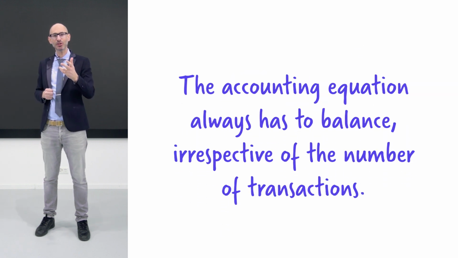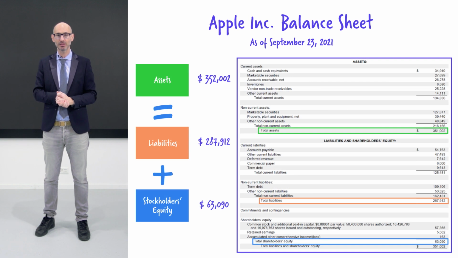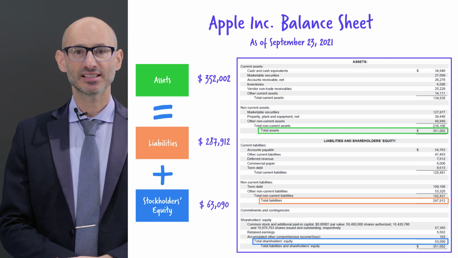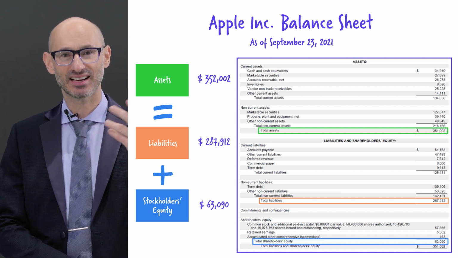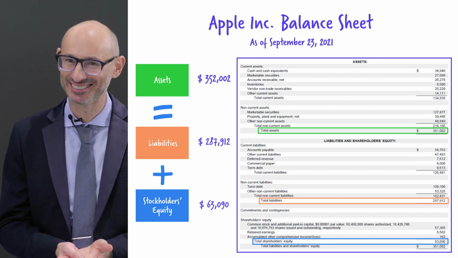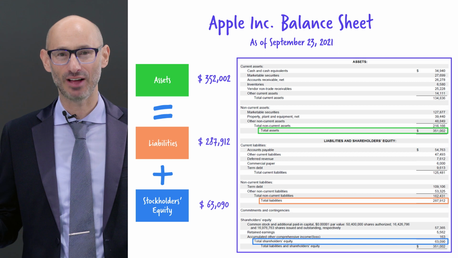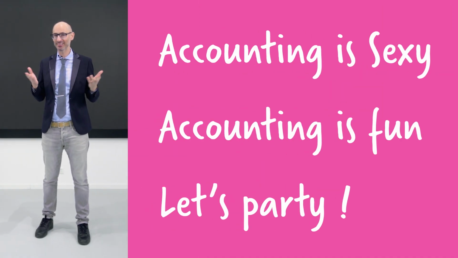The accounting equation always has to balance, irrespective of the number of transactions. Given that each individual transaction has to balance, the sum of a billion balanced transactions gives you a balance sheet that is balanced, just like the one of Apple. Never forget, accounting is sexy, accounting is fun, let us go party.